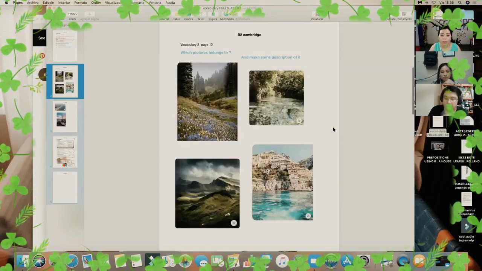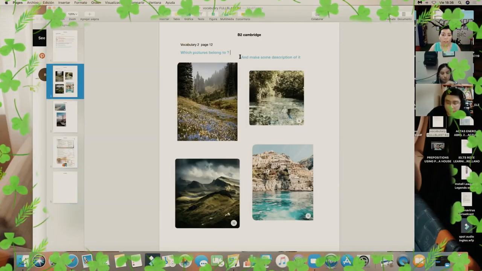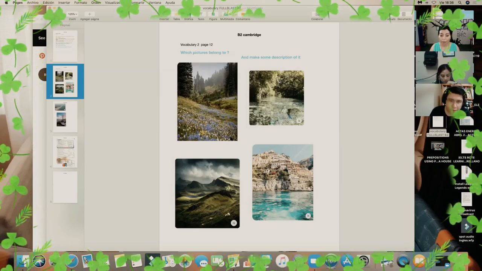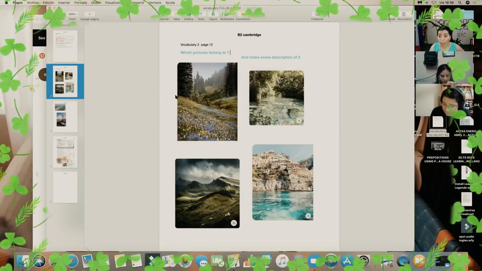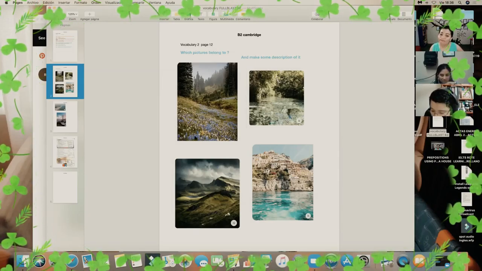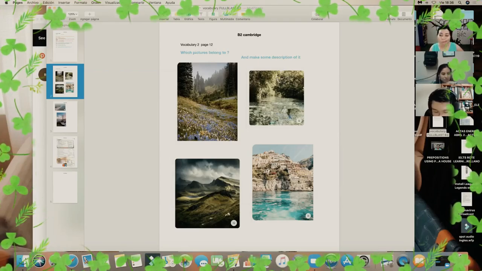Okay, and then we have here some examples. Which picture belongs to the examples and the words that we saw? The first one, what do you think could be the name of this place? I think it's spring? Ah, because the springs contain water. This one doesn't contain water. No. Plain? A large area of flat land? No. Valley.